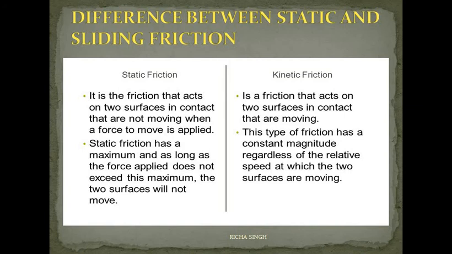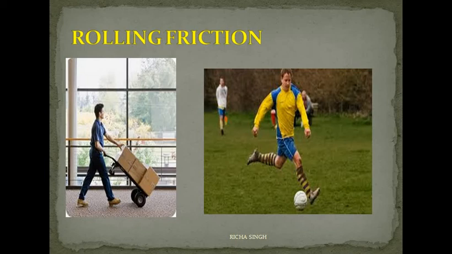When two surfaces are in contact, they are not moving and a force is applied to move them, then that is static friction. Kinetic friction is a friction that acts on two surfaces which are moving. Static friction has a maximum, and as long as the force applied does not exceed this maximum, the two surfaces will not move. In sliding friction, the friction has a constant magnitude. The magnitude will be constant unless there is a change in the speed with which the surface is moving. Next is rolling friction.